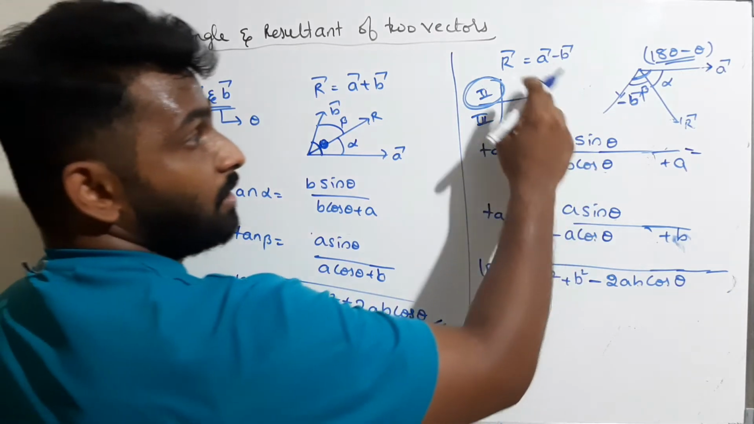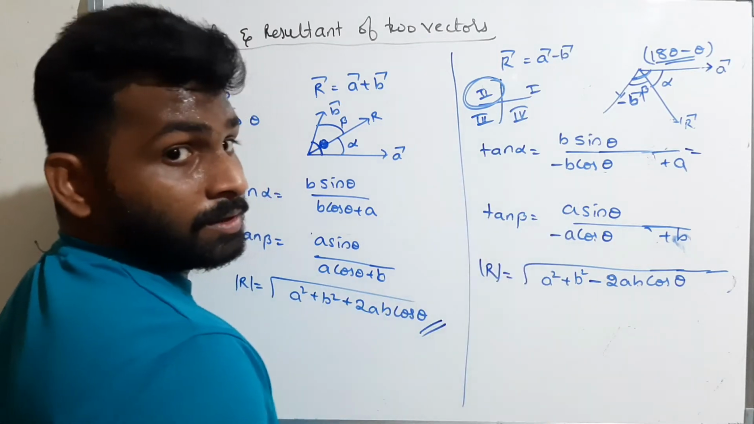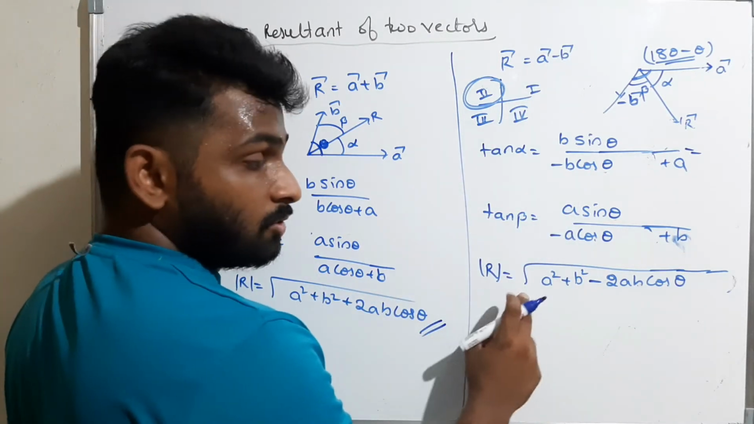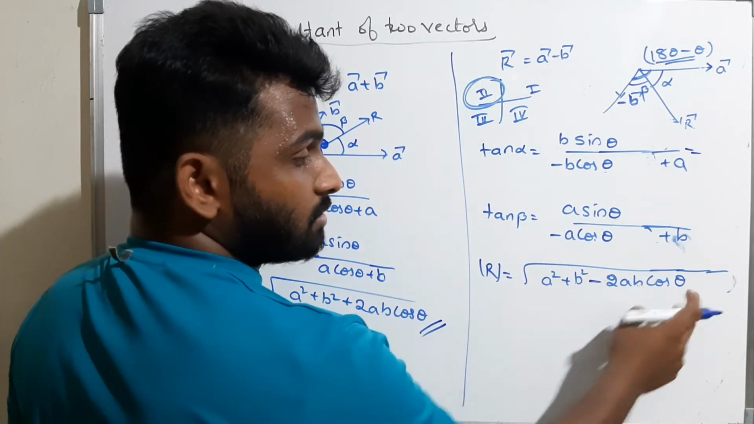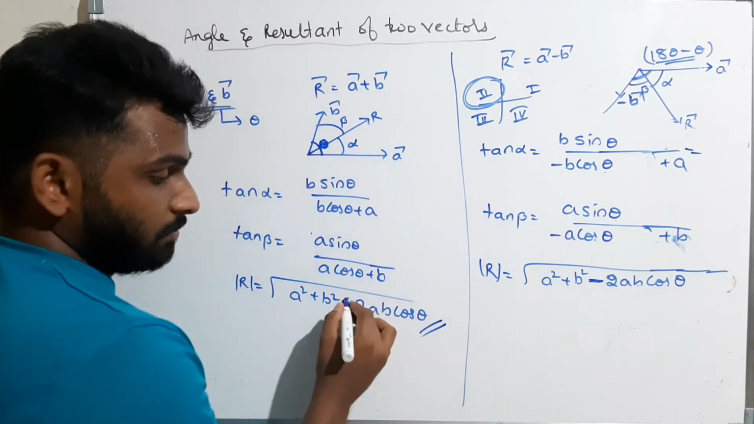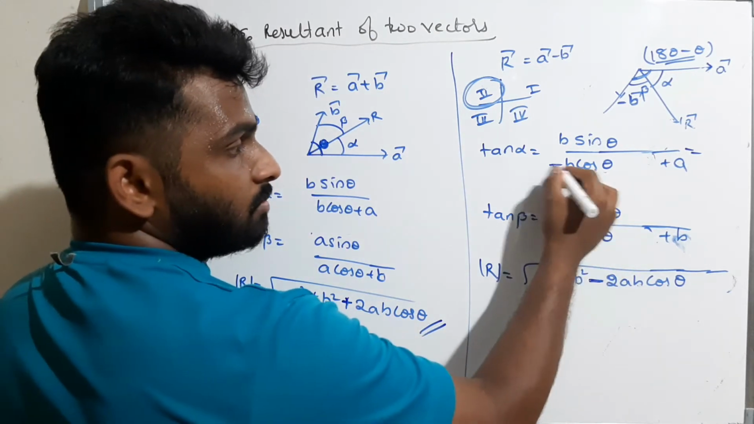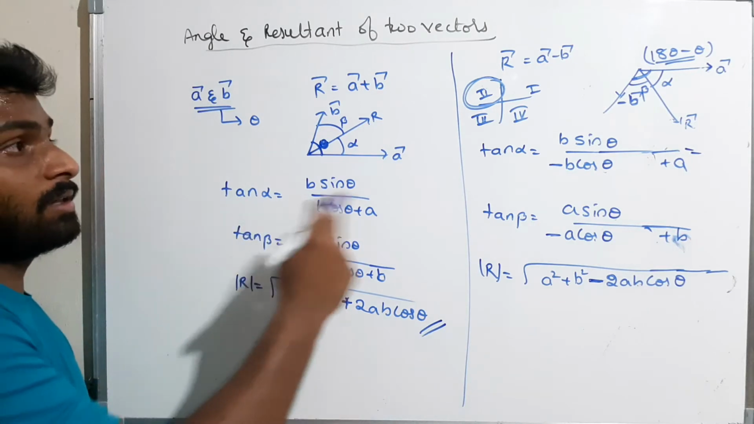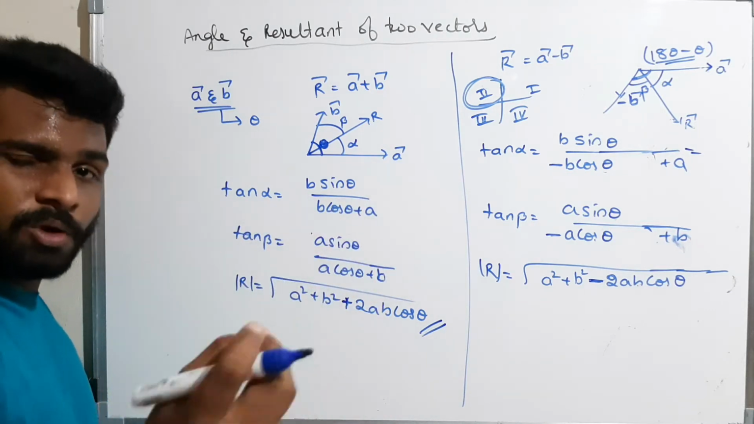But if the condition is r bar is a bar minus b bar, then the resultant is root of a square plus b square minus 2ab cos theta. Here minus will come, here plus will come. Here minus, here also minus. I think these are clear. Okay, now we will solve a few problems.